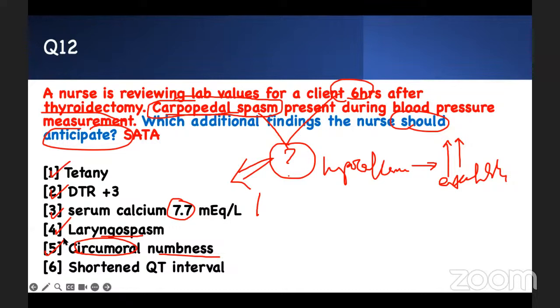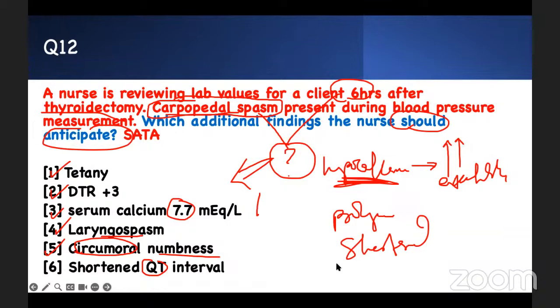And what do you see with your QT? Low calcium, does it prolong your QT or shorten it? What do you guys think? You have to know this. With hypocalcemia, does it prolong your QT or shorten your QT? So, E, prolong your QT. So this is wrong. There are 1, 2, 3, 4, 5, and these are your right answers.